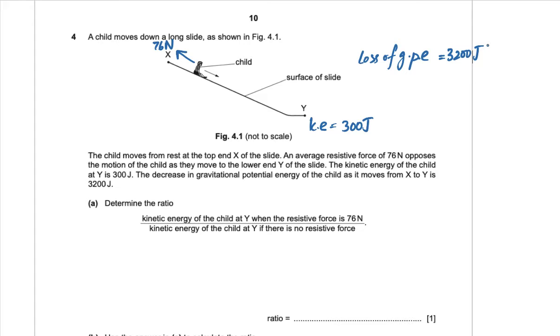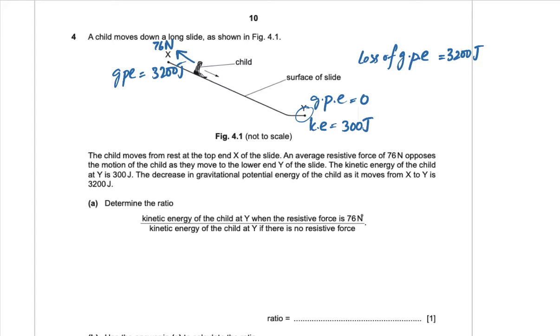Alright, so this child, while he's here at point X, possesses only gravitational potential energy that has a magnitude of 3200 joules. So GPE over here is 3200 joules. Point Y over here is at ground level, and there is a loss of gravitational potential energy of 3200 joules, meaning that the GPE over here is 0, and there was a loss of 3200 joules of energy when it moves from point X to point Y, which ultimately means that the initial gravitational potential energy must have been 3200 joules.